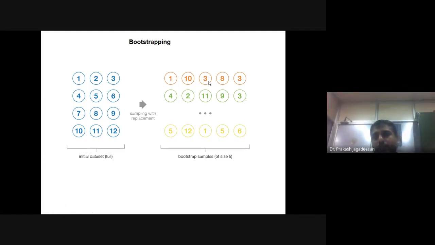Using these data sets, for each data set I'll build a model, a neural network model, and each model will generate an output corresponding to the input. I'm going to combine all these outputs. A weighted average of all these outputs is the actual output. That is the concept of bagging.